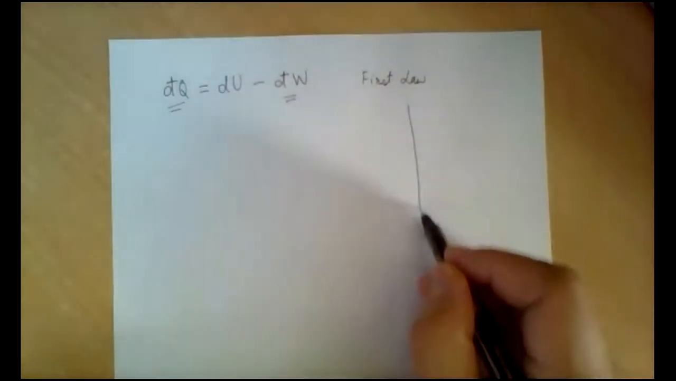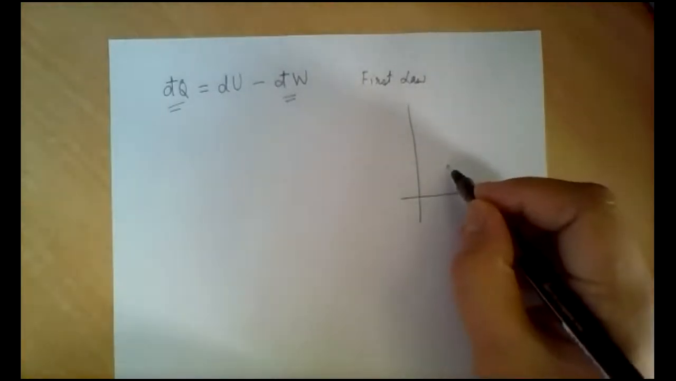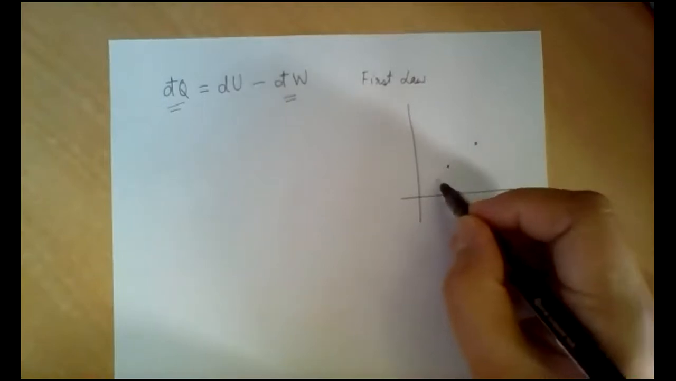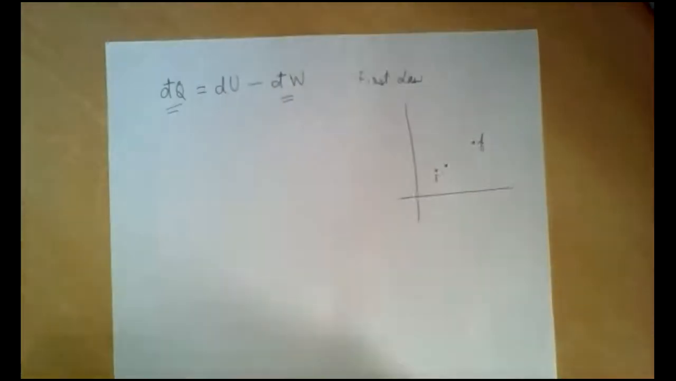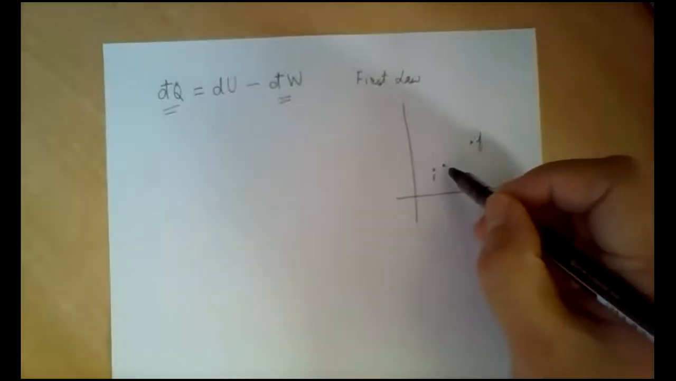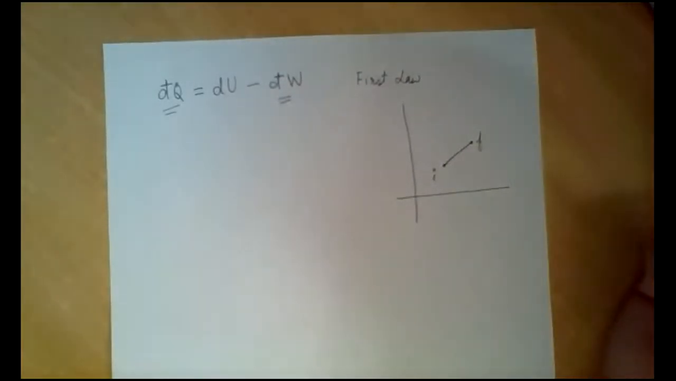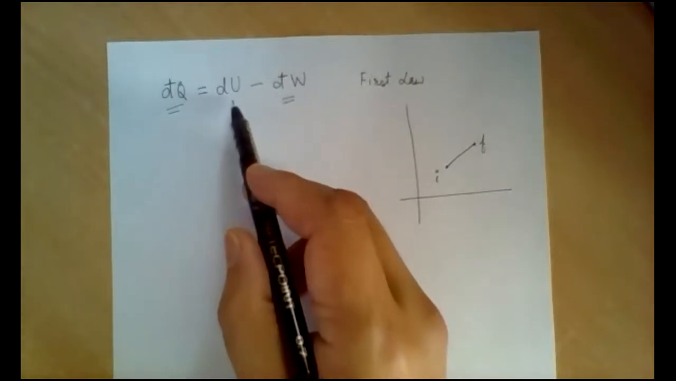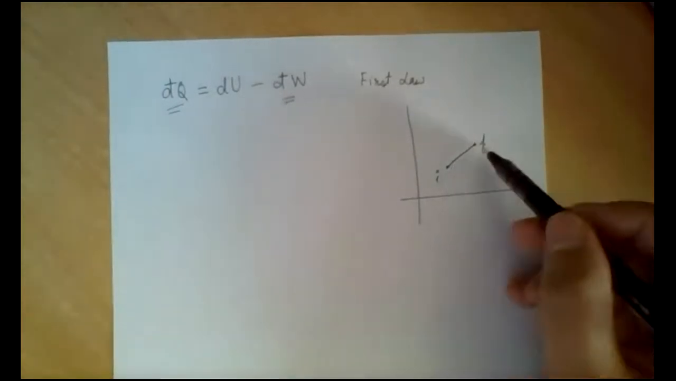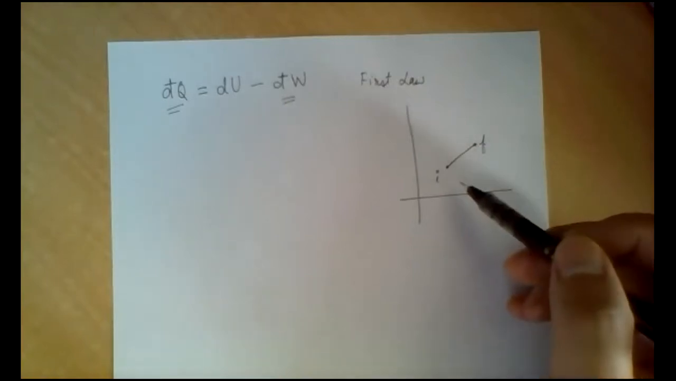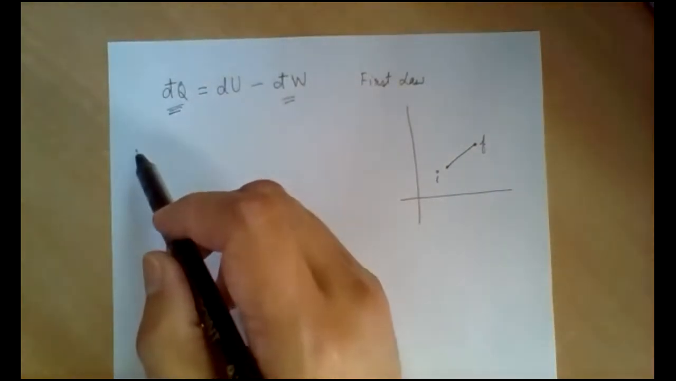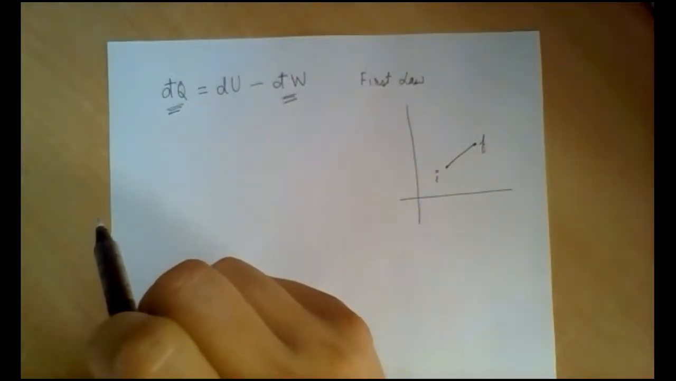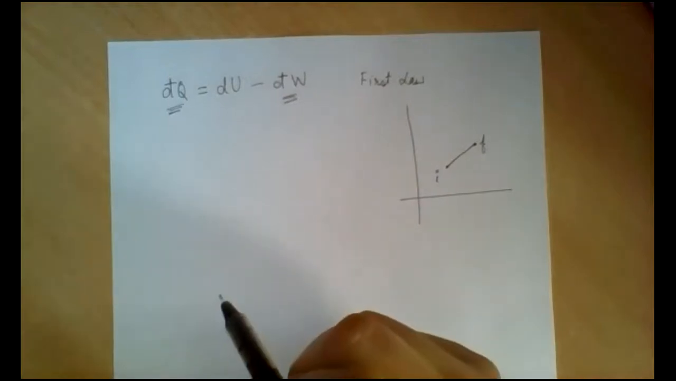A system in an infinitesimal process from some initial state i to a final state f: the change in internal energy does not actually depend upon the path. It depends only upon the initial point and the final point. But dq, and likewise dw, the actual work done in thermodynamics, also depends upon the path.